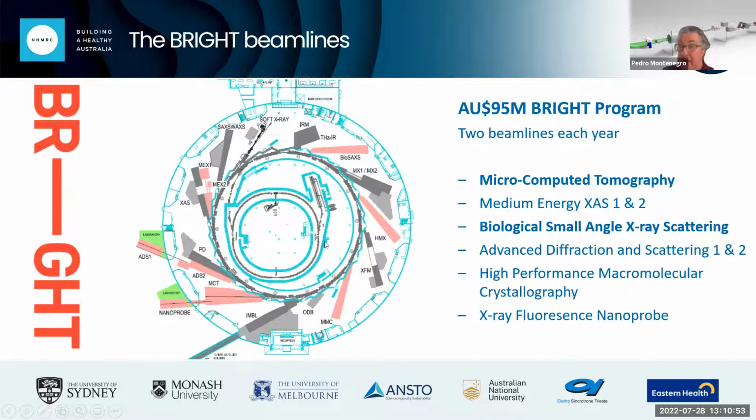Before I go on to the next section, I just would like to mention that we have a new $95 million BRIGHT program, which has been funded by all the partners, many universities and organizations, which means that we are bringing up another group of beamlines. 6 are funded. You can see them listed on the right. And the microcomputed tomography has already taken beam and will take its first users in the third part of the schedule for this year. And the next will be the biological small angle scattering beamline called BioSAX.